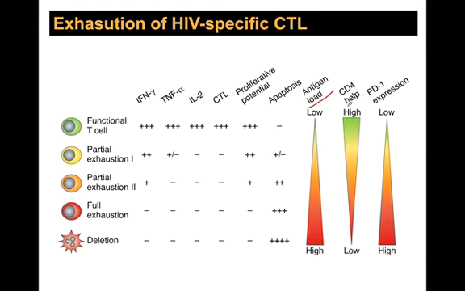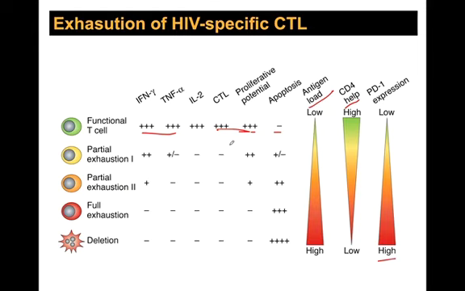Okay, so if you have more antigen or less CD4 help, then you get, first of all, expression of things like PD-1. We've talked about that. That's one of those genes that shuts off T cells. So when you look at the more virus and less CD4 help, you go from a cell that can make cytokines, can kill, can proliferate, can survive, and then it starts shutting things off.